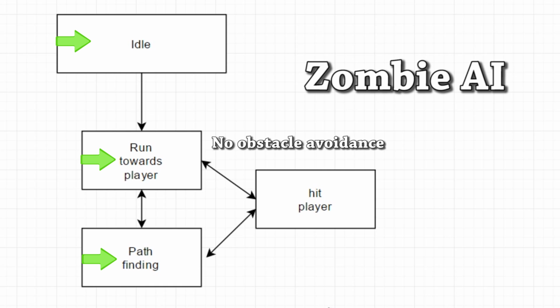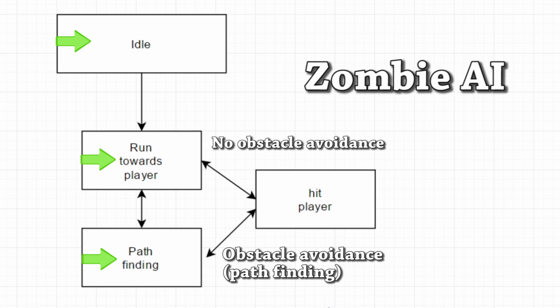Basically running towards the player won't be looking for obstacles, pathfinding will be looking for obstacles. And for both of these states they can also interact with the hit player. And this is again basically triggered when the player gets too close. So fairly straightforward. Again, for more complex AI, like ones that shoot and all the rest, then you'd obviously have a much larger diagram. But again, even with simple AI, it's good to plan out.